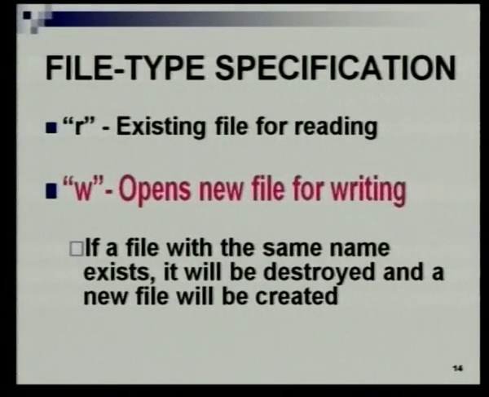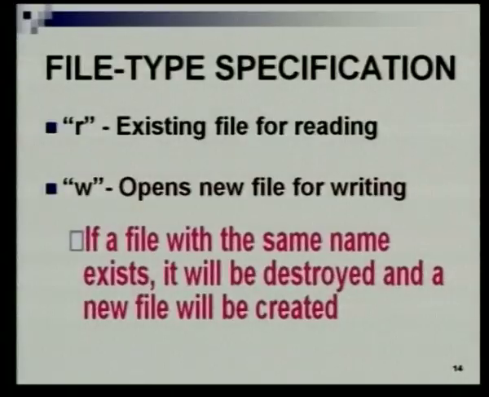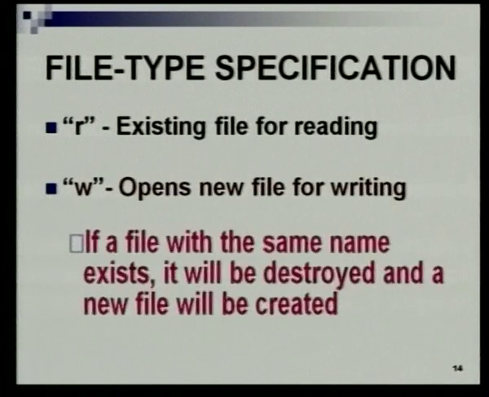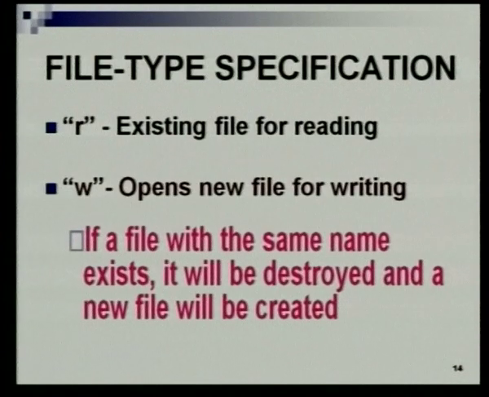W opens a new file for writing. So here again, this has to be a new file. When you want to write something, it has to be a new file. If a file with the same name exists, that file will be destroyed and a new file will be created in its place. So this is another point the programmer has to keep in mind.